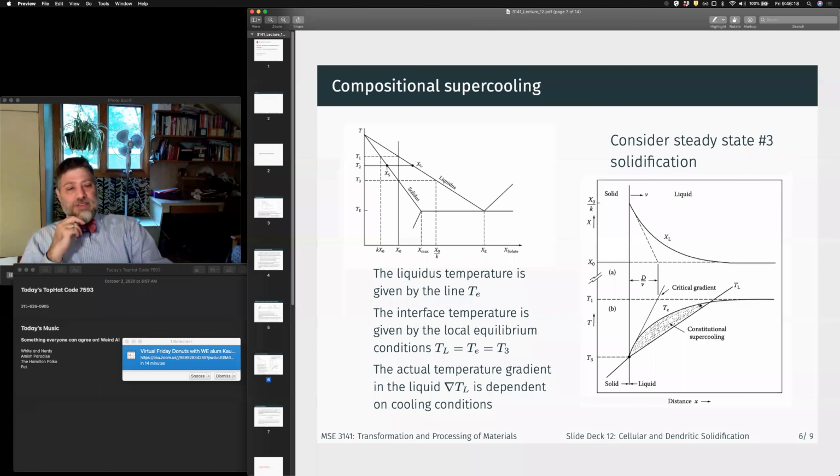Because this is only an effect of the concentration, or the chemical effects, this is called compositional supercooling. It basically says that if I suddenly moved my solidification front into a region of lower composition, I'm increasing my delta T, and my growth velocity is going to get much faster.